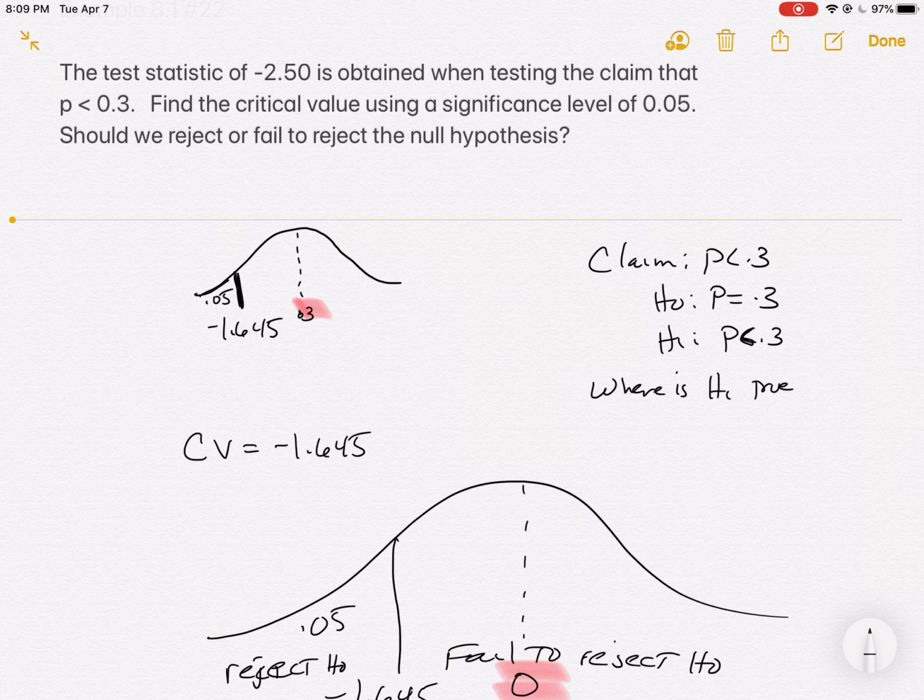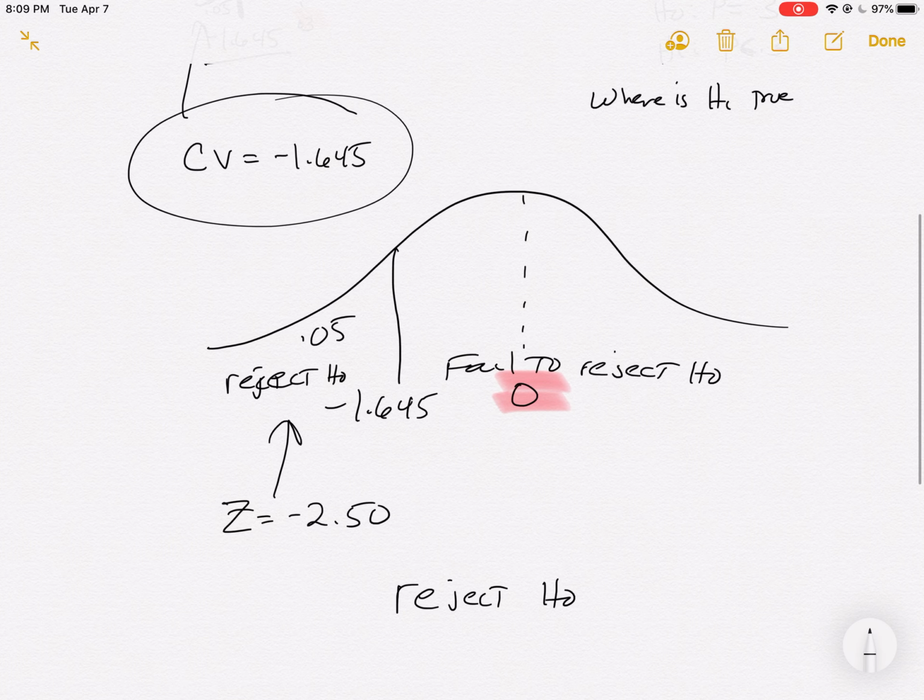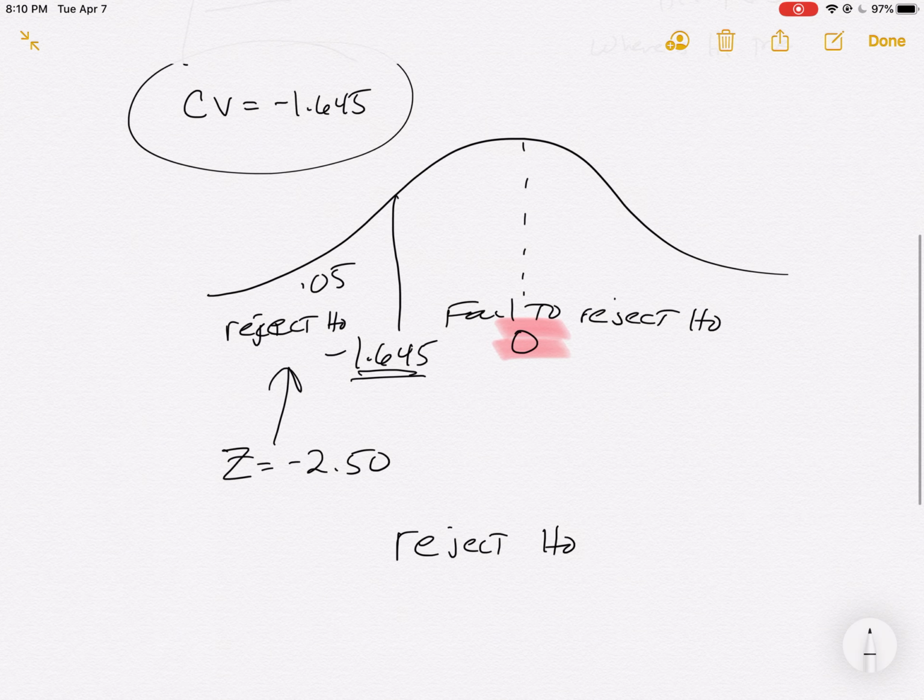Whenever you reject the null hypothesis, you can make a very strong statement about the claim. The reason why we're not writing that here is because of the question. They wanted us to find the critical value. We did by looking up the 0.05 in the table, coming up with the negative 1.645 benchmark critical value. We're going to reject if our test statistic is farther away from 0 than that, and it is. It is way beyond negative 1.645. It's way out here at negative 2.50. We're going to reject the null hypothesis in this problem.